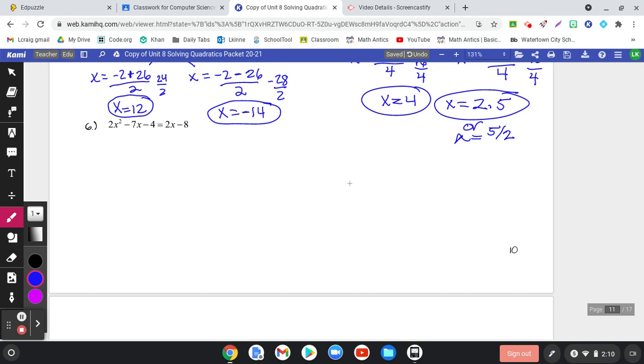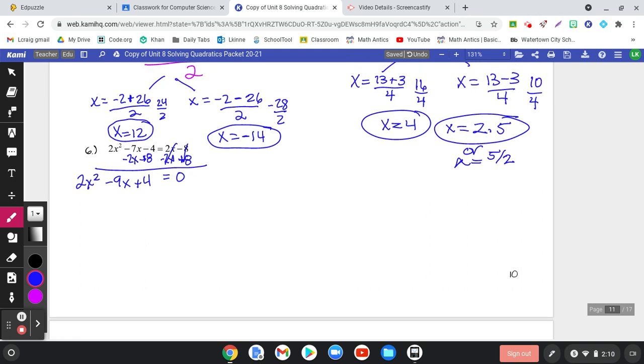All right, so the 2x has to go. We'll subtract it from the 7x. The negative 8 has to go. So we're going to add it to the negative 4. So over here you have equals 0. Over here you have 2x squared minus 9x plus 4. If you're not good with adding and subtracting the negatives, just use your calculator. So A is 2, B is negative 9, and C is 4.